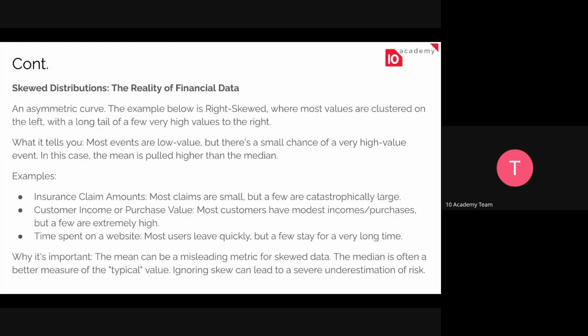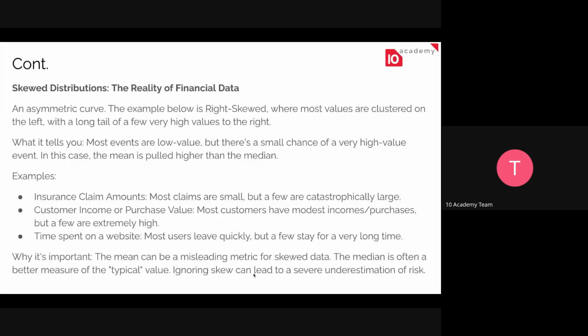And the insurance claim amount, for example: most claims are small, but a few are catastrophically high. If you work in insurance, a lot of claims could be very small, but there will be some, like when a factory burns down, that are very large. And for customer income and purchase value, most customers have a modest income and purchase, but very few have very high ones. Time spent on the website: most people may leave quickly, but some stay far longer.